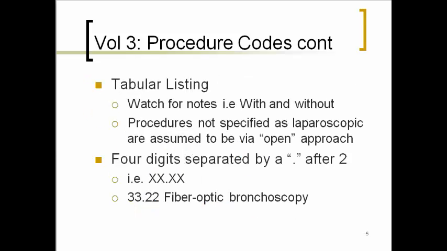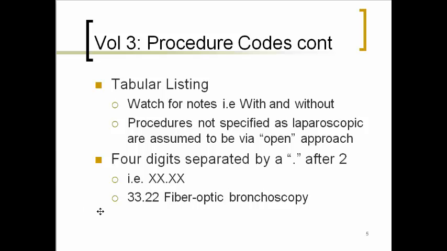In the tabular listing, things are very similar to what we saw on the diagnosis side. There's a couple new notes, which are with and without. If you have a with, for instance, a graft is with included with a procedure code, then no additional code for that graft is required. Likewise, if there's a without indicated, you would need an additional code for that procedure. Other instructions are very similar, such as excludes, includes.